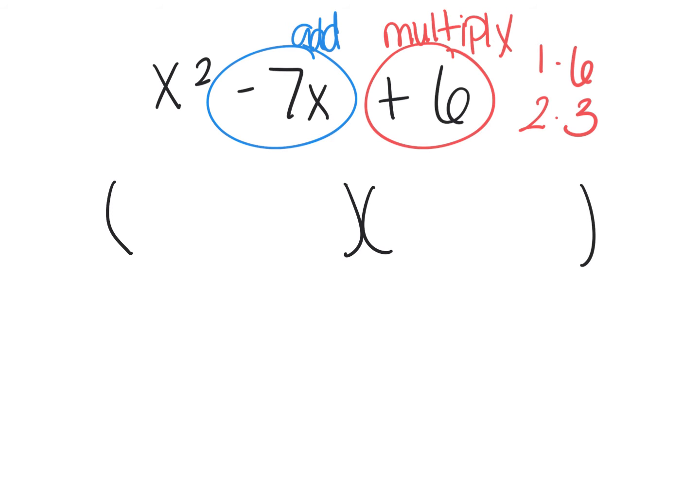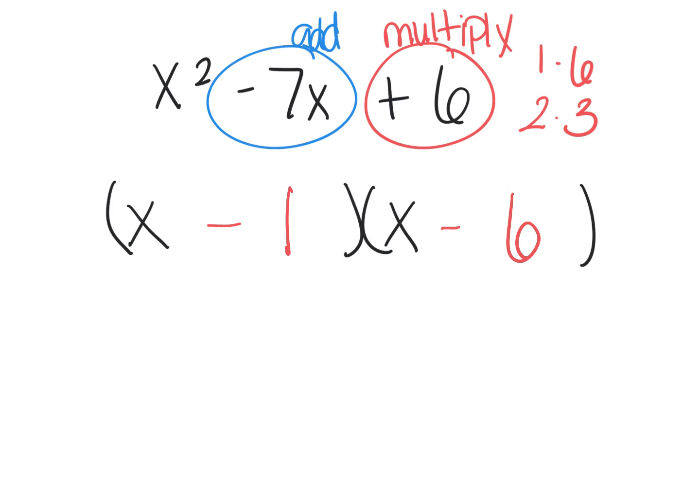Another thing to look at here is that it has to be a positive 6. The only way I can have a positive is if I multiply two numbers that are positive or multiply two numbers that are negative. So in that case, both of these are going to have a negative sign. If I add 2 and 3, that equals 5. If I add 1 and 6, I'm going to get 7.